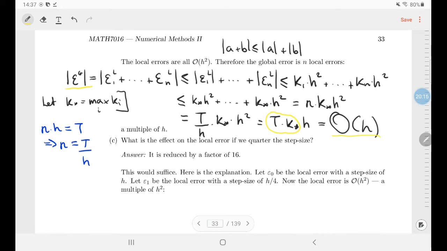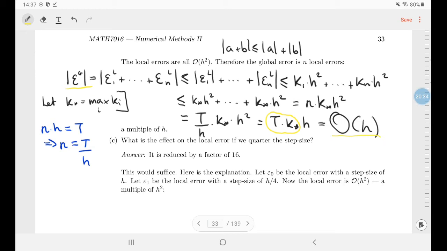So that means that if you want to halve the global error, which is the error at the very end, basically the error overall, you look at the error in the first step, but you could have 100 steps and you want to find maybe the error at the very end. It's going to be less than this.